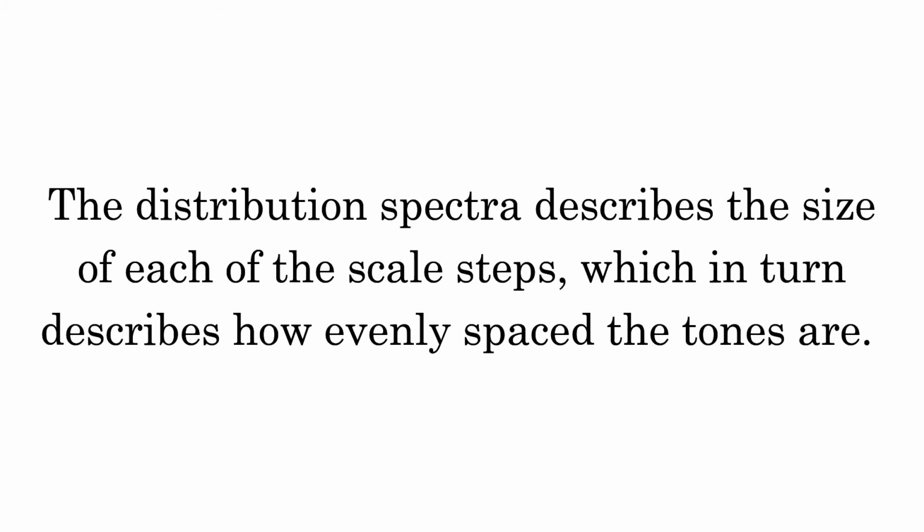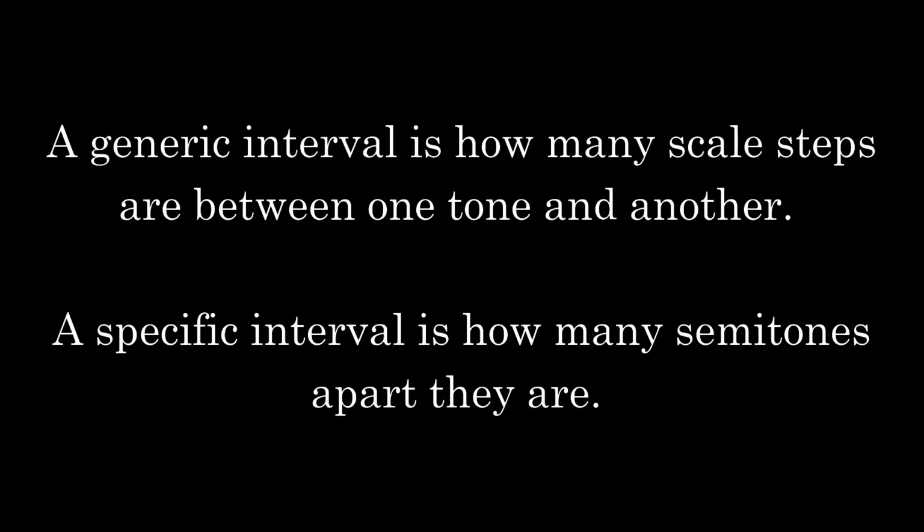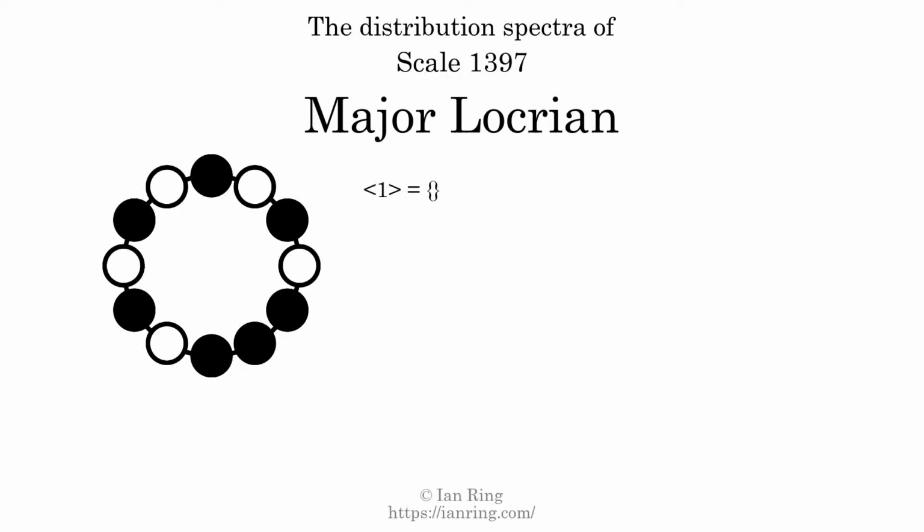The distribution spectra describes the size of each of the scale steps, which in turn describes how evenly spaced the tones are. A generic interval is how many scale steps are between one tone and another. A specific interval is how many semitones apart they are. The generic interval of one scale step comes in two different specific interval sizes, one semitone and two semitones. The spectrum width of this generic interval is the highest, 2, minus the lowest, 1, which equals 1.